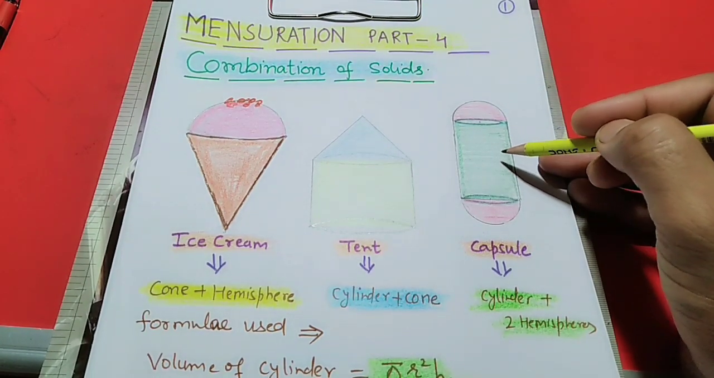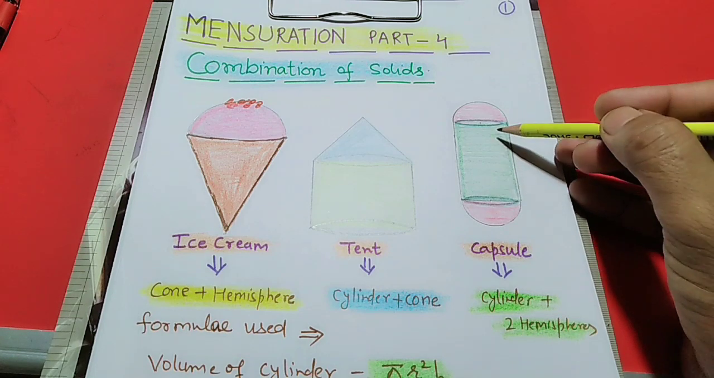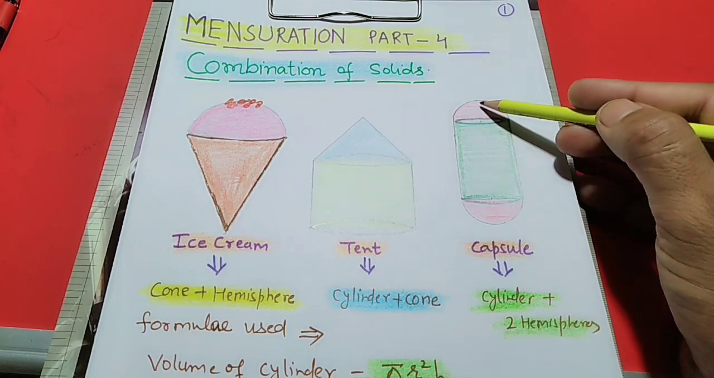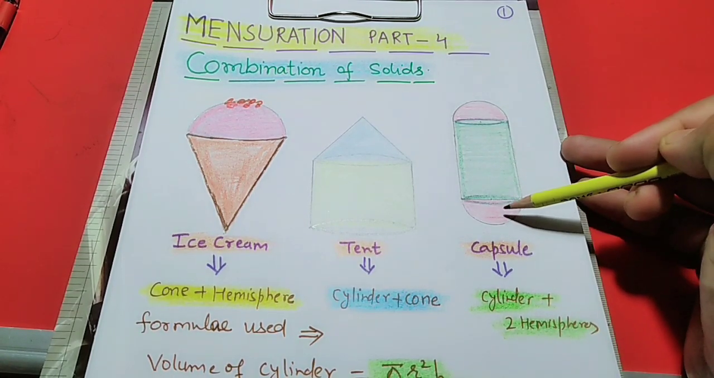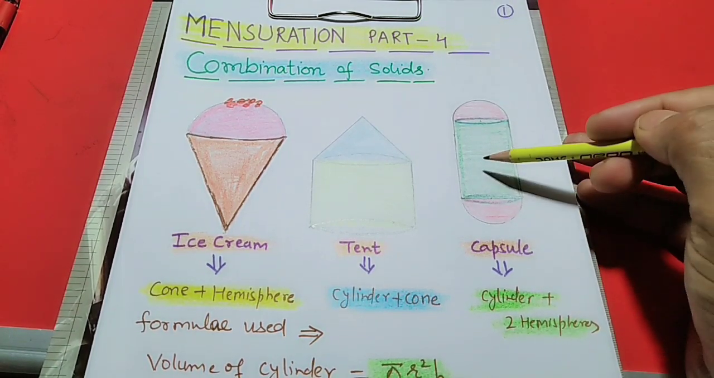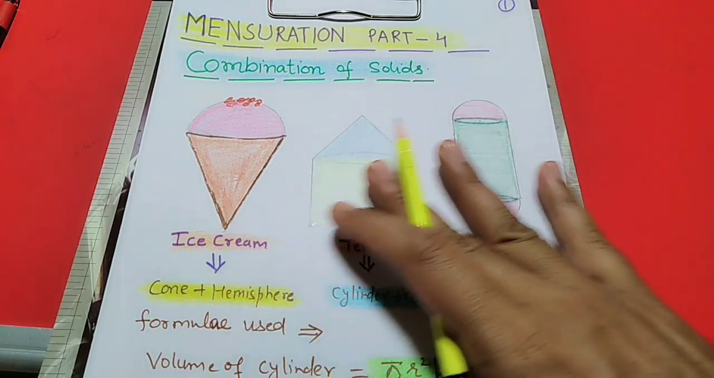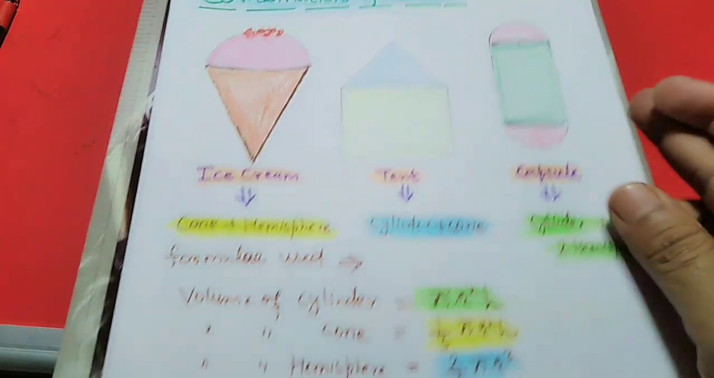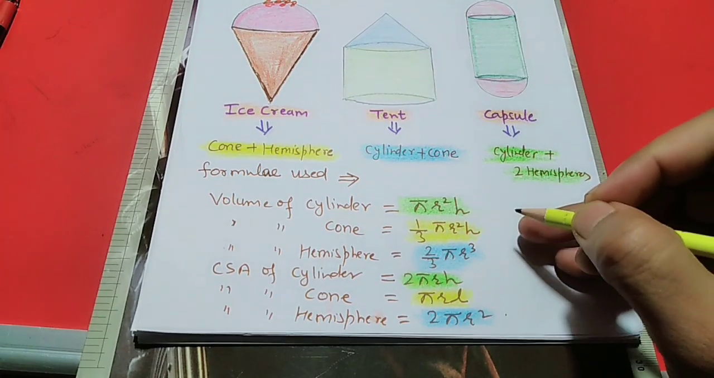And suppose this is a capsule shape. In between, the green portion is cylindrical, and the two pink portions, the upper end and the lower end, are hemispheres. So it is the combination of one cylinder and two hemispheres. These types of combinations we are going to study in this video, but you have to remember the following formulas, otherwise you will not be able to solve the questions.